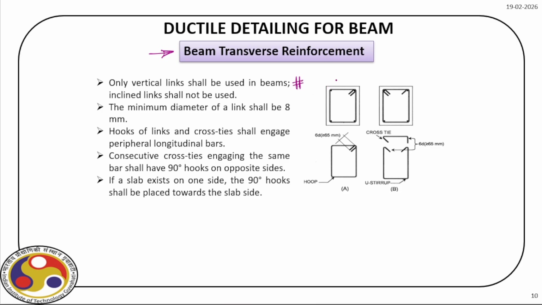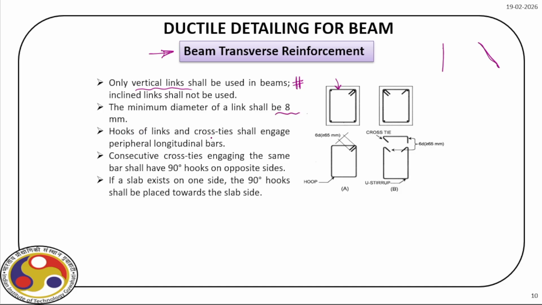Recall when we discussed the design of these links, we also discussed this is the vertical link and this is the inclined link, right? So only vertical links shall be used in beams. The minimum diameter of the link, this we discussed, is 8 millimeter. So phi is 8 millimeter.